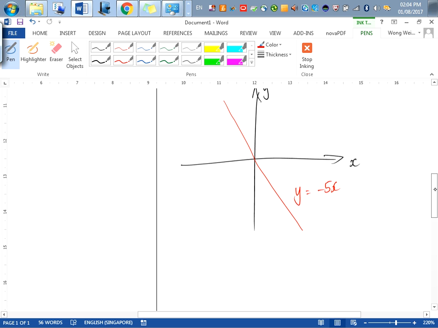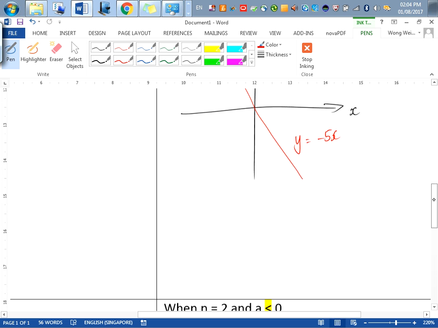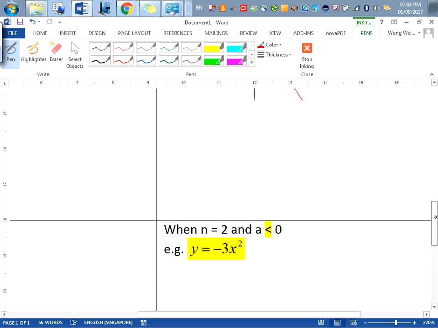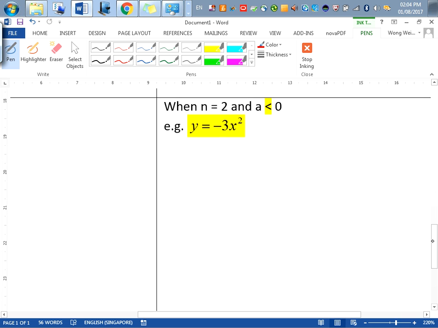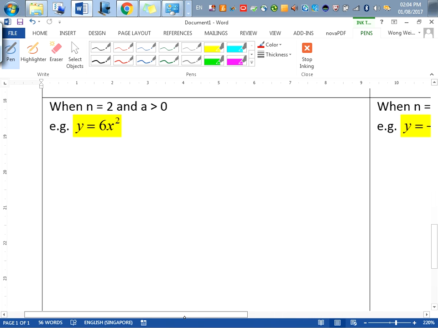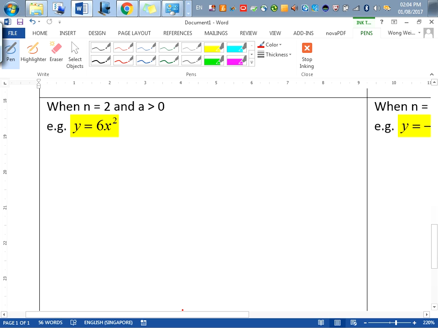Yes? Okay, can I move on? So far very easy. That is something that we learned in a previous topic, previous chapter, chapter 8. When n equals 2, the power is 2. So we have x squared. And my coefficient of x squared, in this case a, is a positive number.